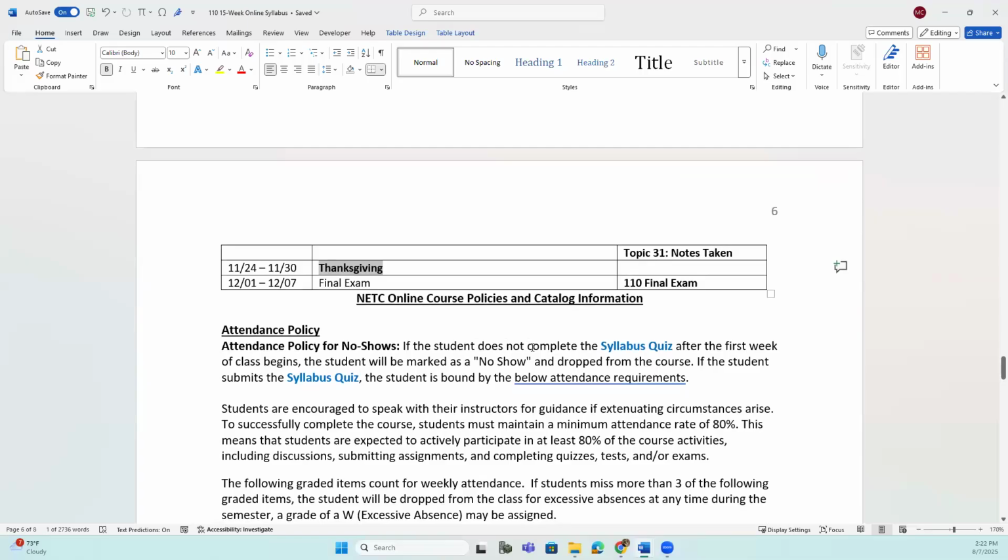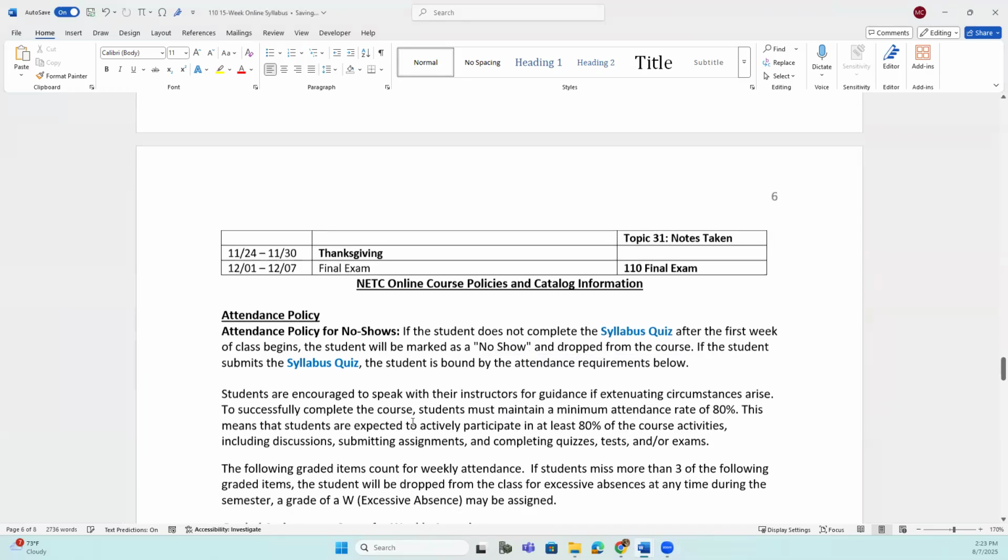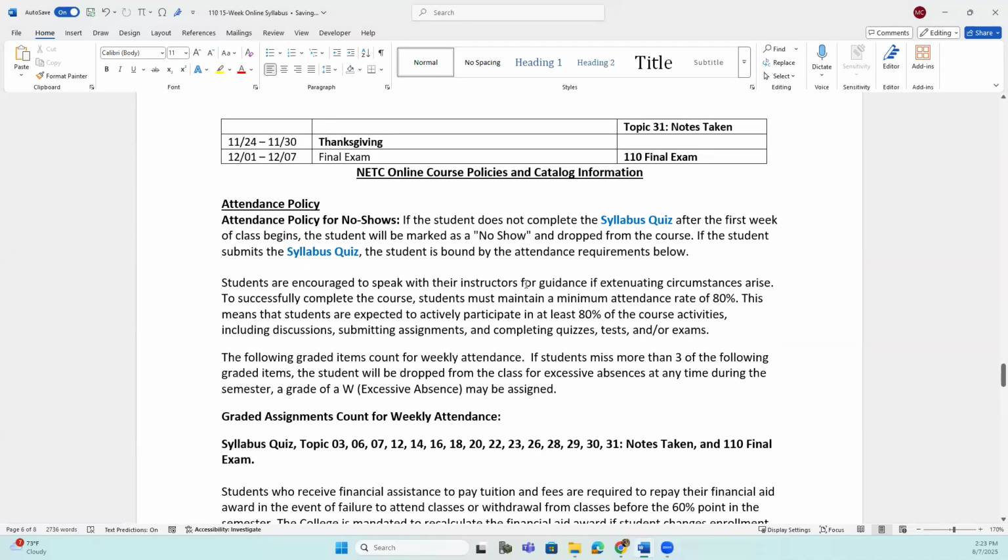Attendance policy for no-show. If you do not complete the syllabus quiz, which I'm gonna go over here in a little bit, after the first week of class begins, then you'll be marked as a no-show and dropped from the course. That simply means you never show up for class, and I need to remove the student's name from the class roster. If you do submit a syllabus quiz, then you are bound by the attendance requirement below. All right, students are encouraged to speak with the instructor for guidance if extenuating circumstances arise.